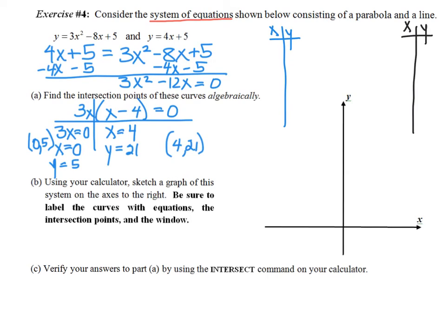Go ahead and plot your points, and we want to show where the intersection points are on our graph and also on our table. So pause the video while you work on your calculator, draw the sketch of the parabola and the line, and then come back and check your work with mine.